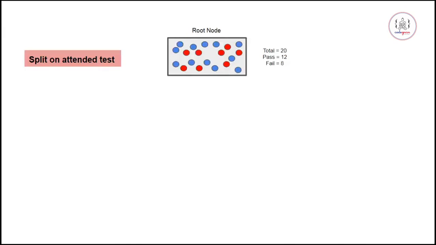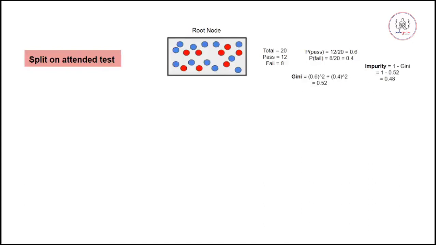Now you calculate the probability of pass and fail. The probability of pass equals 12 by 20, which comes out to be 0.6, and the probability of fail is 8 by 20, which comes out to be 0.4. Now you calculate the Gini. Gini equals 0.6 square, that is the probability of pass squared, plus the probability of fail squared. So it is 0.6 square plus 0.4 square, and it comes out to be 0.52.